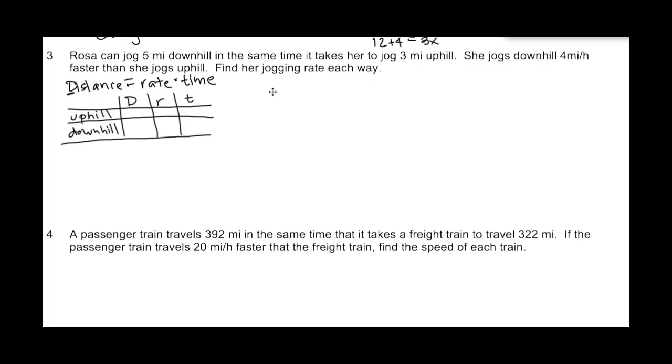Okay, so now let's decipher. How far does Rosa run downhill? She runs 5 miles. So that goes downhill, distance, 5 miles. How far does she run uphill? 3 miles.